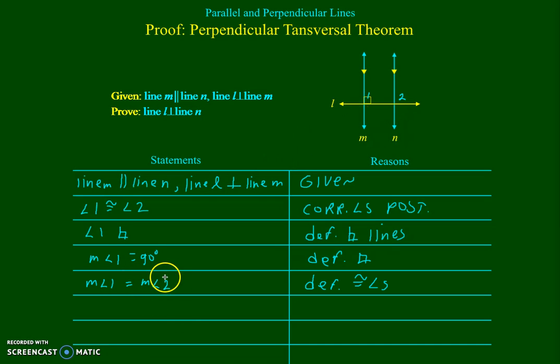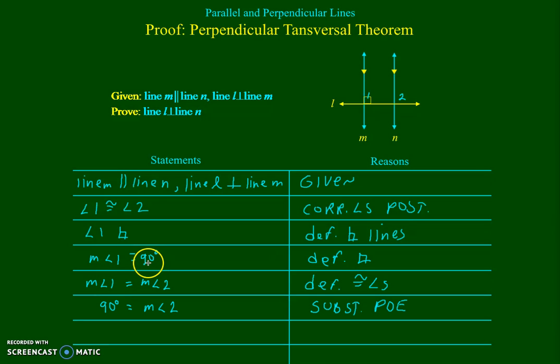Well, this kind of got me almost to where I need to be, because you can see here that if the measure of angle 1 equals the measure of angle 2, and the measure of angle 1 is 90 degrees, I can substitute this angle 1 for 90 degrees. And then I will have the statement 90 degrees equals the measure of angle 2, which in essence tells us that angle 2 is a right angle, which in turn tells us that line N is perpendicular to line L, and that's where we needed to get to. So I'm going to go ahead and make that substitution here.